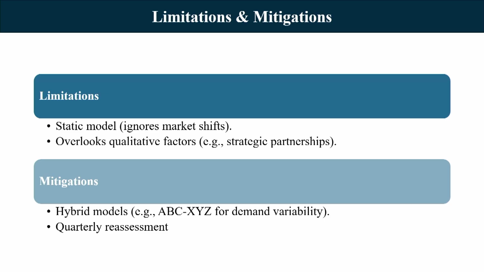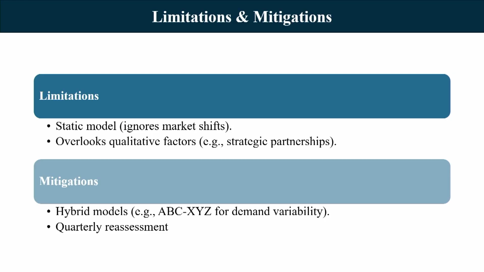The second one is that it also overlooks qualitative factors, such as strategic partnerships that are not purely revenue based. You can take a situation like a C customer today could be an A customer tomorrow, especially in the B2B context, but ABC segmentation does not take that into account.